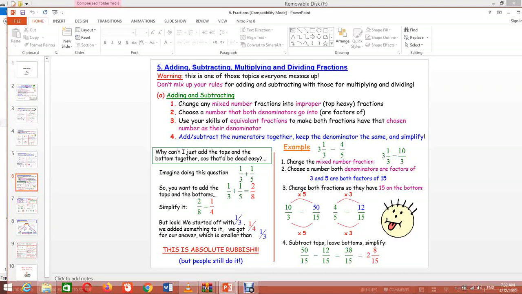So we subtract the tops. 50 over 15 minus 12 over 15 is equal to 38 over 15, because 50 minus 12 is equal to 38, and both bottoms are 15, so we leave the 15. So 38 over 15. 15 will go into 38 2 times, that is 30, and 38 minus 30 will give us 8. So 38 over 15 is equal to 2 whole number 8 over 15.